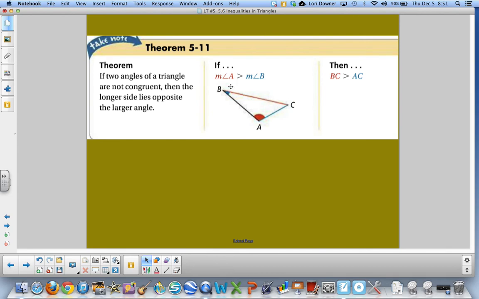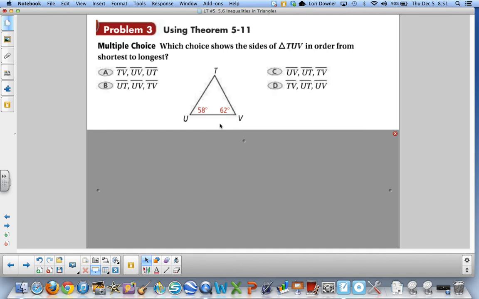Now this is sort of the converse to what we saw before. It says if two angles of a triangle are not congruent, then the longer side lies opposite the larger angle. So pause the movie, add this to your purple sheets, and press play when you're finished. There's a proof for it that we're going to skip. I would like you to look at this one.